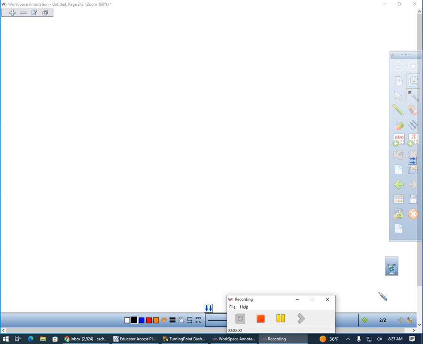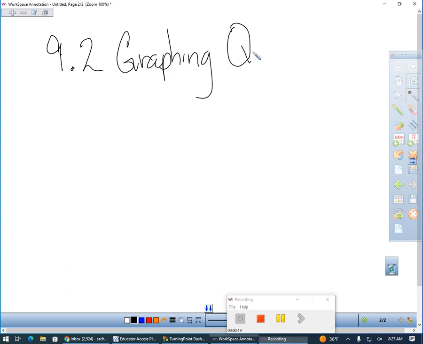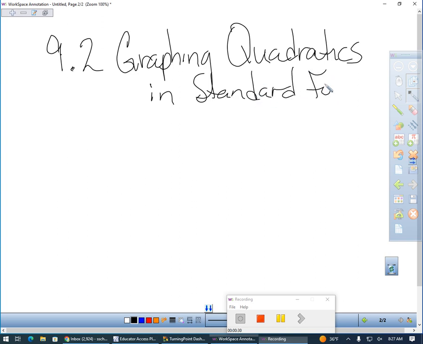Right, today we are moving on to 9.2. And we are going to be graphing quadratics, which means we're making parabolas, in standard form. Which means if a quadratic is in standard form, it is going to be in the form y equals ax squared plus bx plus c.